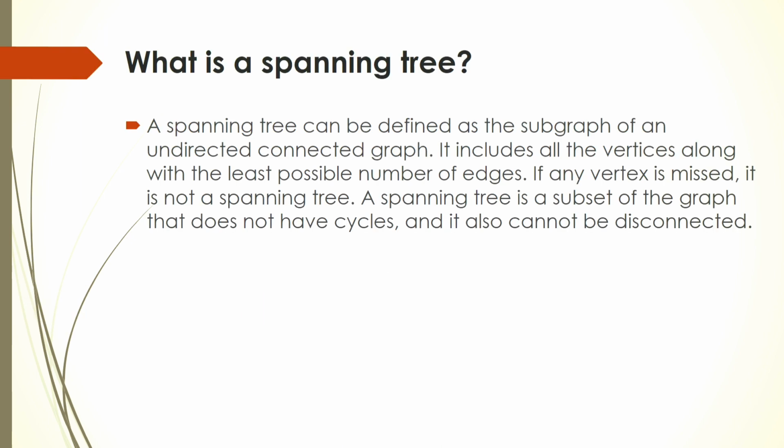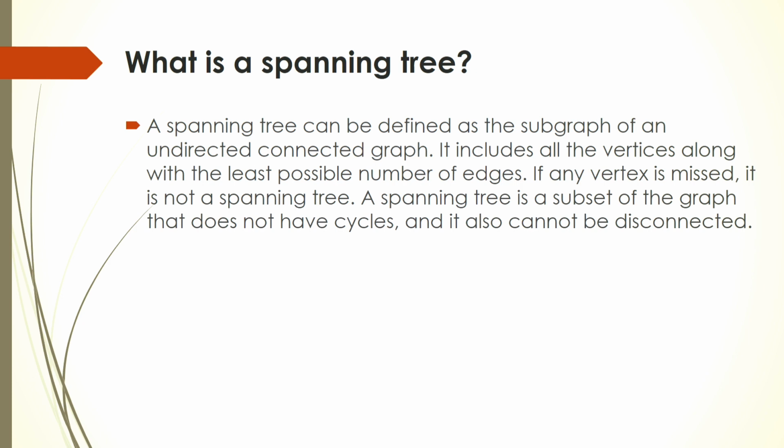So what is a spanning tree? A spanning tree can be defined as a subgraph of an undirected connected graph. It includes all the vertices along with the least possible number of edges. If any vertex is missed, it is not a spanning tree. A spanning tree is a subset of the graph that does not have cycles, and it cannot be disconnected. A spanning tree consists of n-1 edges, where n is the number of vertices or nodes.